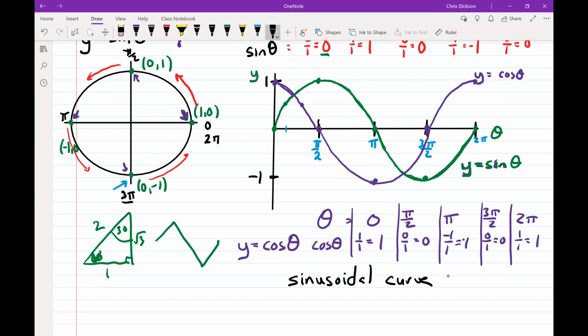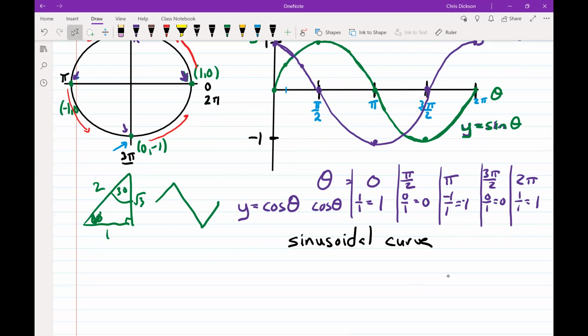Now, just two other words we're going to come across, and then I'm going to stop the video. The other thing I was going to mention was two words. One is amplitude, and the other is period.